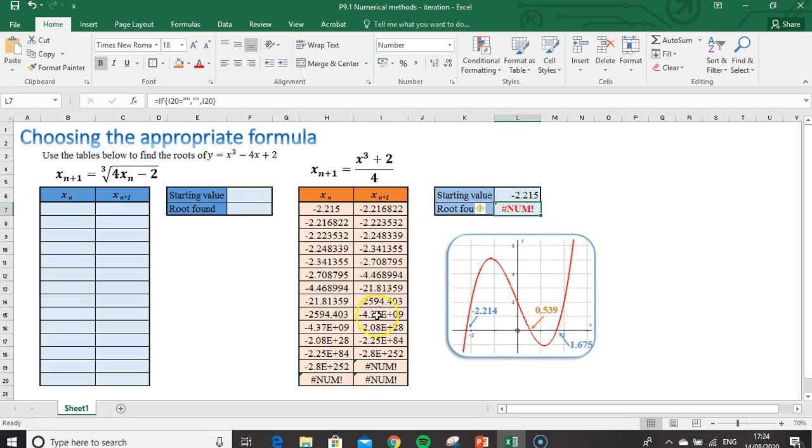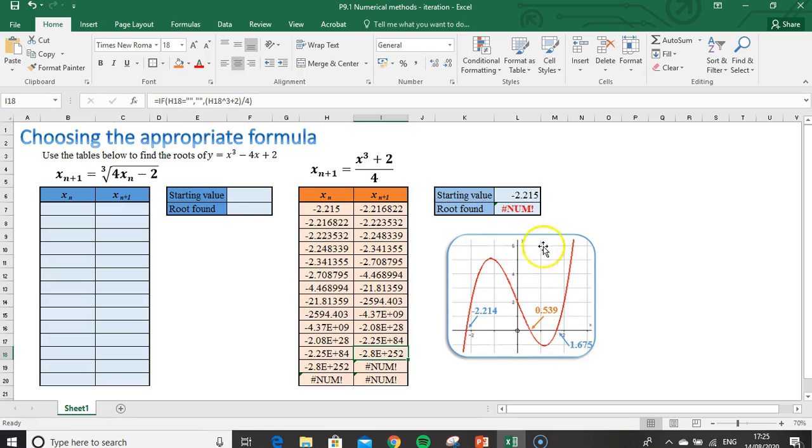Now, what we've got going on here, by the time you get to this value here, that e plus 09, that's Excel's way of doing standard form, so that's minus 4.37 times 10 to the power 9. By the time we get down to here, we're at minus 2.8 times 10 to the power 252, so that's kind of 252 zeros, and at that point Excel just gives up. So what's happening is, using this formula, it's just disappearing off the bottom, going on and on off to infinity, and it's not finding that root at all.